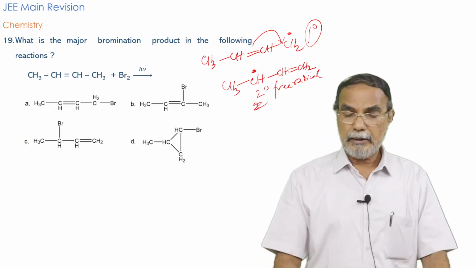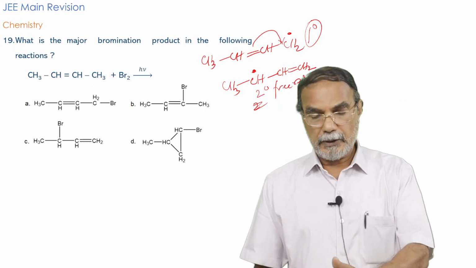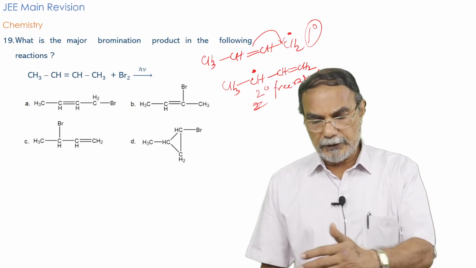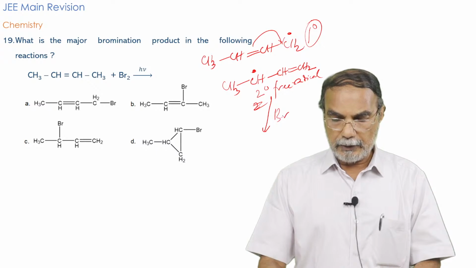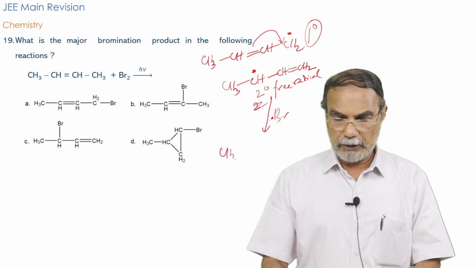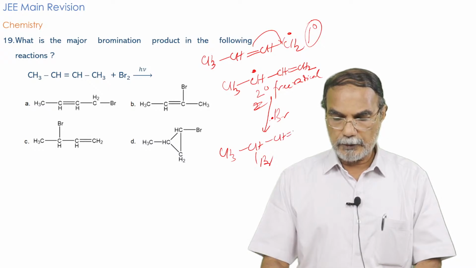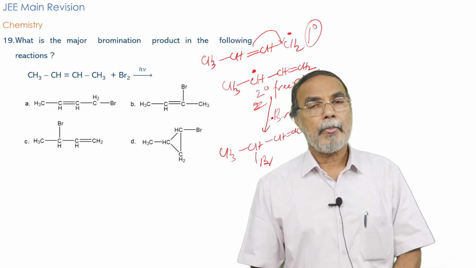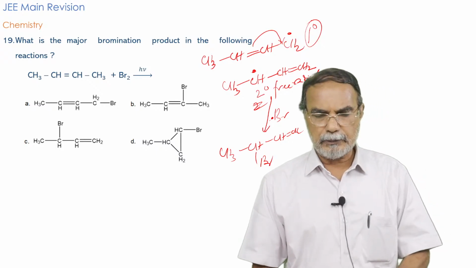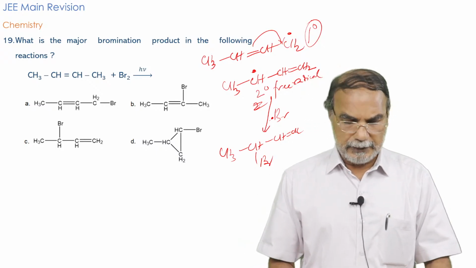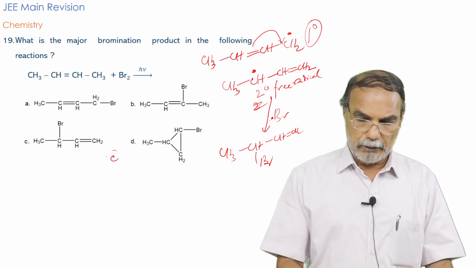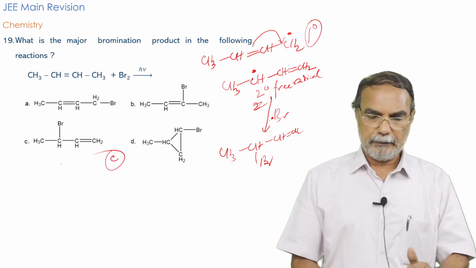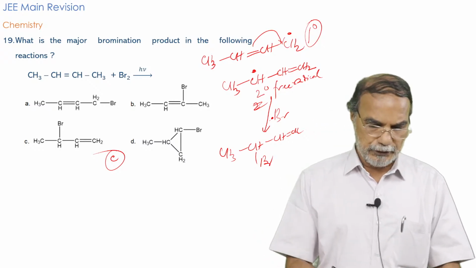And obviously, this free radical initially formed will be converted into the secondary free radical, and this secondary free radical now takes the bromine, and you have CH3, CHBr, CH double bond, CH2. Okay? So that's a very simple question. I think all of you will get the answer. What is the answer? CH3, CHBr, CH double bond, CH2. The correct option is C. From the options given, the correct option is C. Okay?